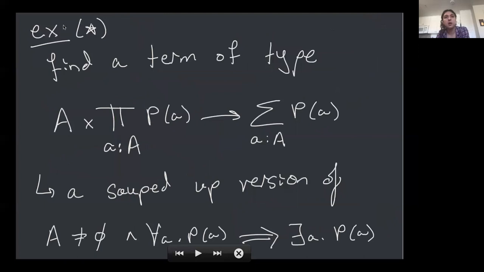Okay, so here's a quick exercise. There's going to be a handful of exercises throughout the talk in case you're looking through the slides later and want to have fun. They're also going to be starred based on how difficult I think the exercise is going to be. So this is one star, it should be fairly polite. Find a term of type A times (for all a, P of a) goes to (there exists a, P of a). Again, this is some souped up version of the fact that for non-empty A, universal quantifiers are stronger than existential quantifiers. But it might be fun to think about what the geometric content of this claim is. I will say, don't think too hard. It's nothing super enlightening, but it's good to get in the habit of doing that.